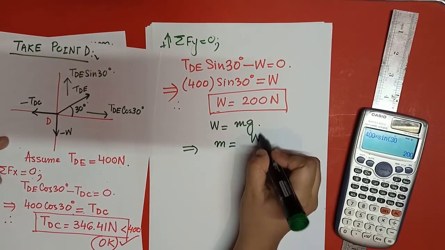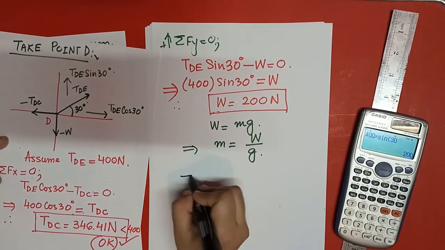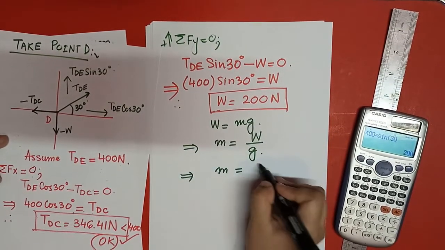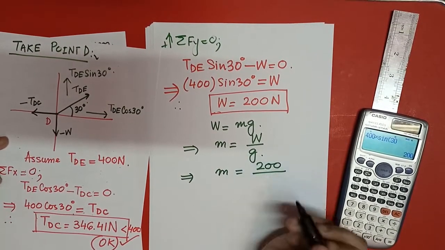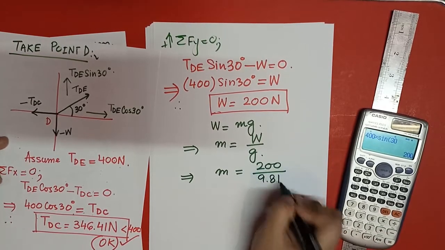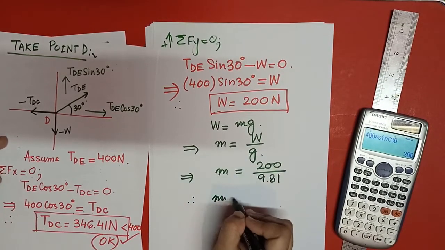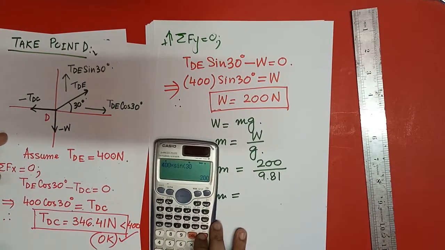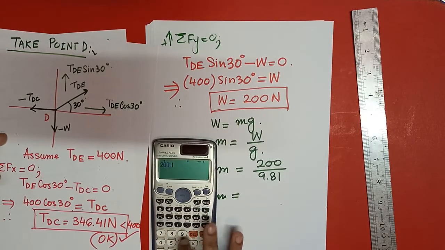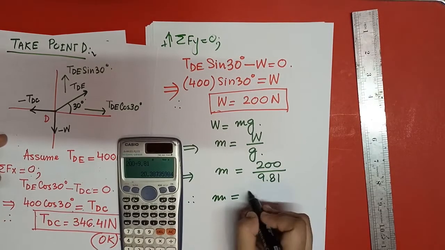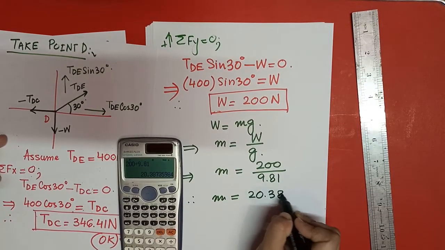So m equals W upon g. I will put the value of W, that is 200 newton, and the value of gravity is 9.81. Therefore the mass must be in kg, right? So this is 200 divided by 9.81, and the value will be 20.387 kg.